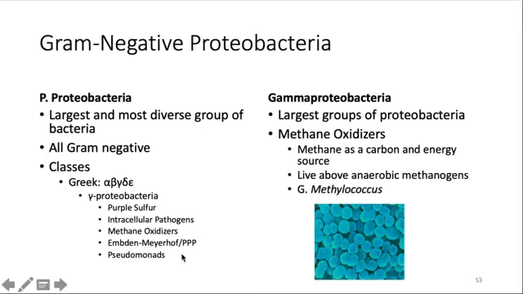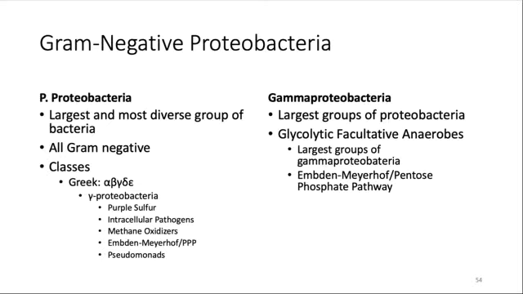Then you have the methane oxidizers. So the methane oxidizers would live just above the methanogens. Remember, we talked about methanogens when we were talking about archaea. Now, the methanogens will produce the methane, and then the methane oxidizers will then use the methane as a source of their carbon or energy. And the genus Methylococcus is the representative of the methane oxidizers.